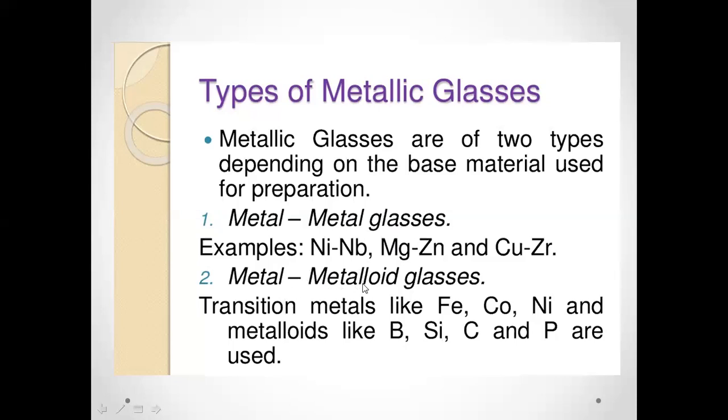If you combine a metal with a metalloid, which is a non-metal, then it is called metalloid glass. For example, iron, cobalt, nickel are all metals. If you combine these with metalloids like boron, silicon, carbon, phosphorus, these are called metalloids. So if you combine a metal with a metalloid, then those are called metalloid types of glasses.